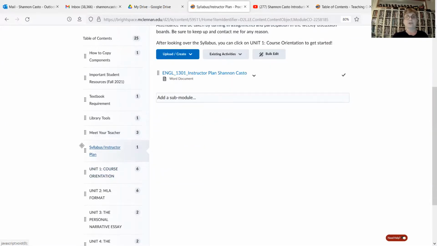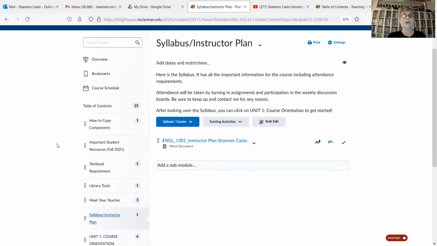I'm used to a syllabus just being called the syllabus, so now we apparently call them instructor plans. That document is here. It is also in a couple of other places, but this is the easy place for them to access that. Up here with my description, I talk about here's the syllabus. It has all the important information, including attendance. I put here, attendance will be taken by turning in assignments and participation in the weekly discussion boards. Be sure to keep up and contact me for any reason. After looking over the syllabus, you can click on Unit 1, Course Orientation, to get started.